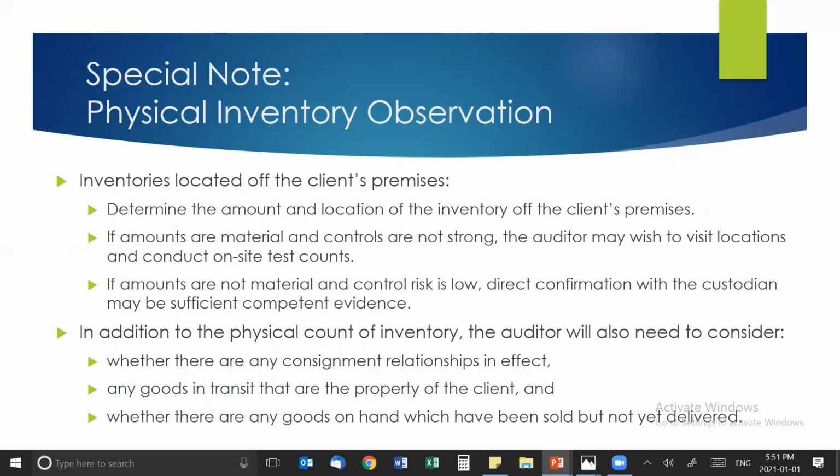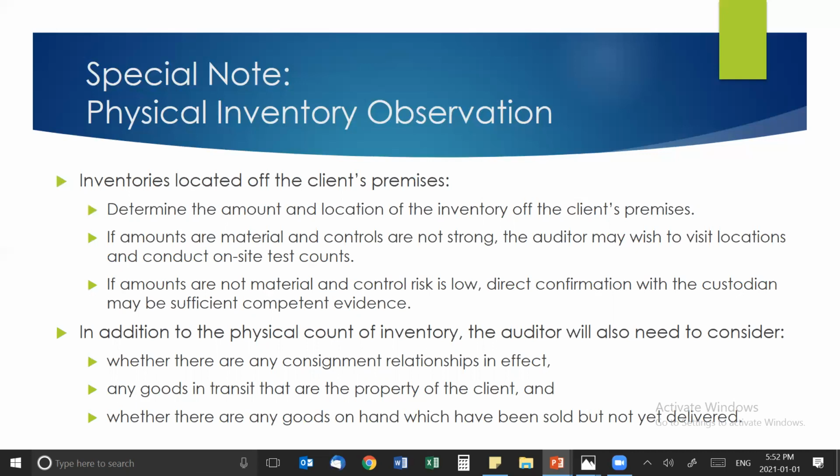If there's some inventory located off the client's premises, an auditor might decide, if it's material and the controls are not strong, to visit those locations and conduct on-site test counts. If the amounts are not material and the control risk is low, then they might just get confirmation from the custodian of how much inventory is there. So if there are a bunch of different warehouses at different locations across the country, depending on the materiality of how much inventory is at those locations, the auditor might have to go and visit them.